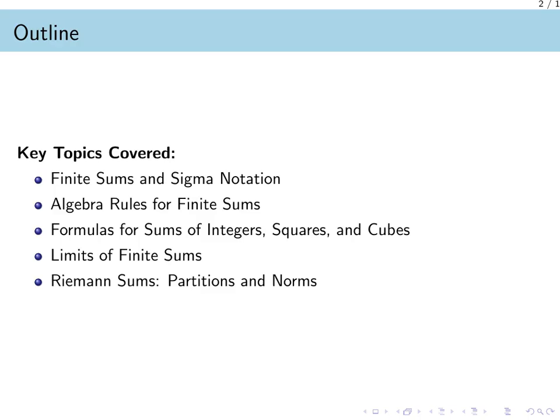Finally, we will formalize this entire process by defining Riemann sums. This involves understanding partitions of an interval and the norm of a partition, which gives us a rigorous framework for calculating the exact area under a curve. Our main goal is to move from inexact rectangular approximations to a precise, single value.